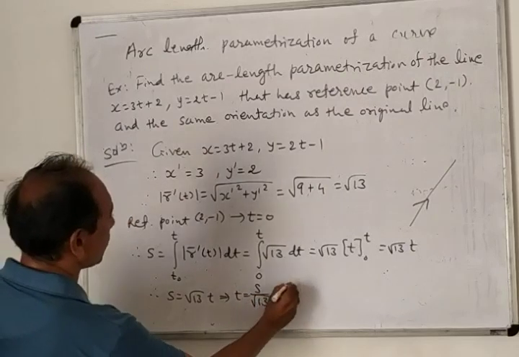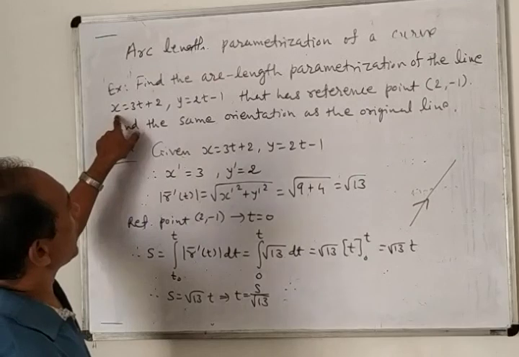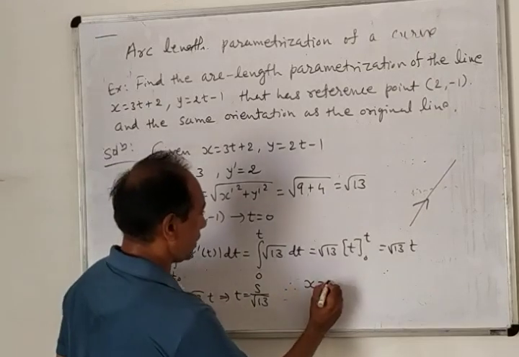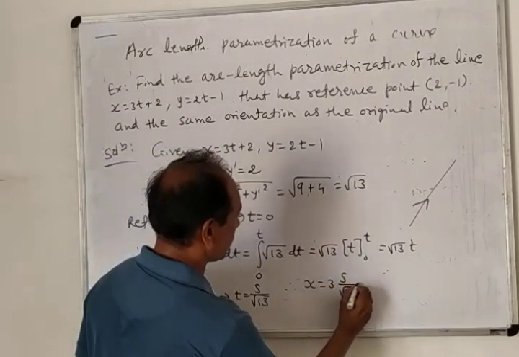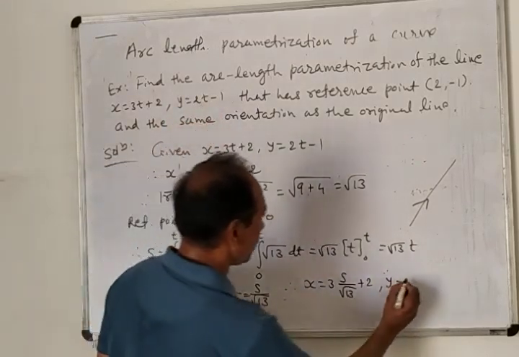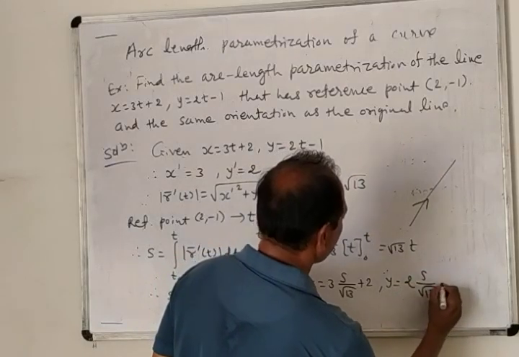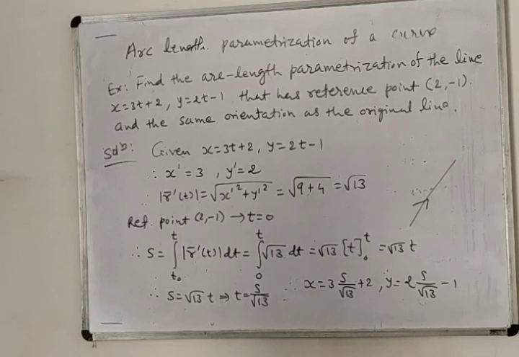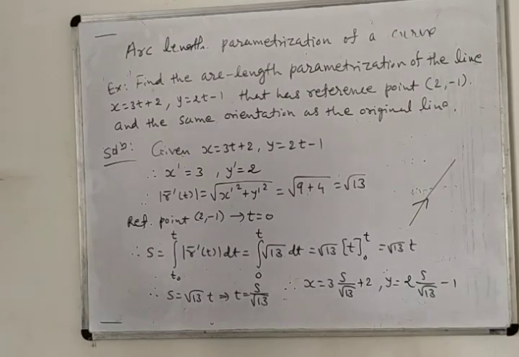Okay. So our final answer will be x in terms of s. That means x equal to 3t plus 2, so 3 into s upon root 13 plus 2. And y equal to 2t minus 1, that means 2s upon root 13 minus 1. So this is the answer. That means this is the arc length parameterization of the curve, the equation of the curve in terms of arc length. So here it is also very simple. All of you note down this problem with solution.